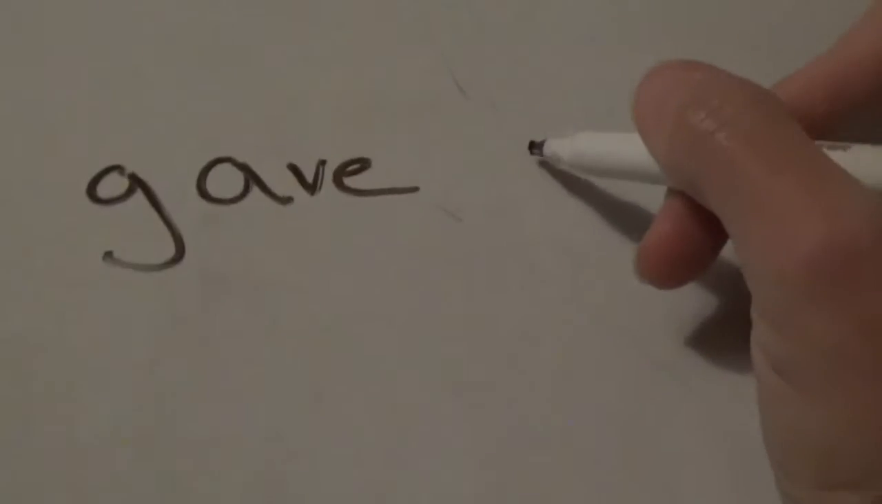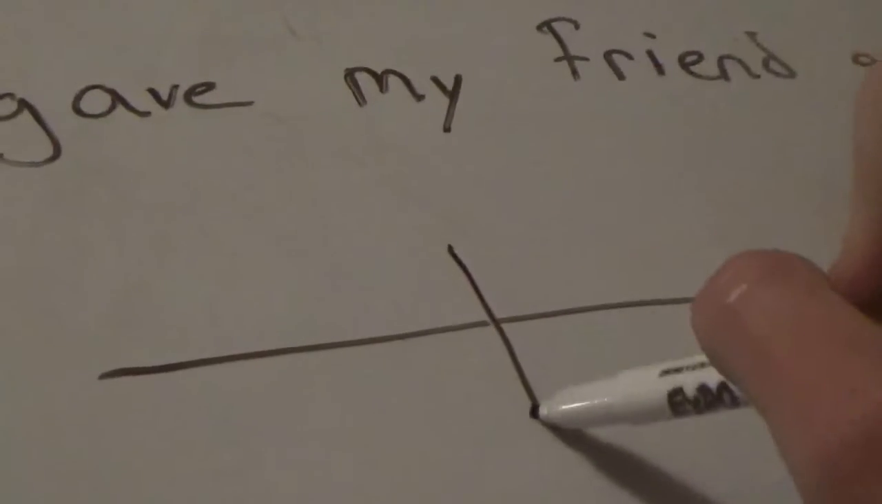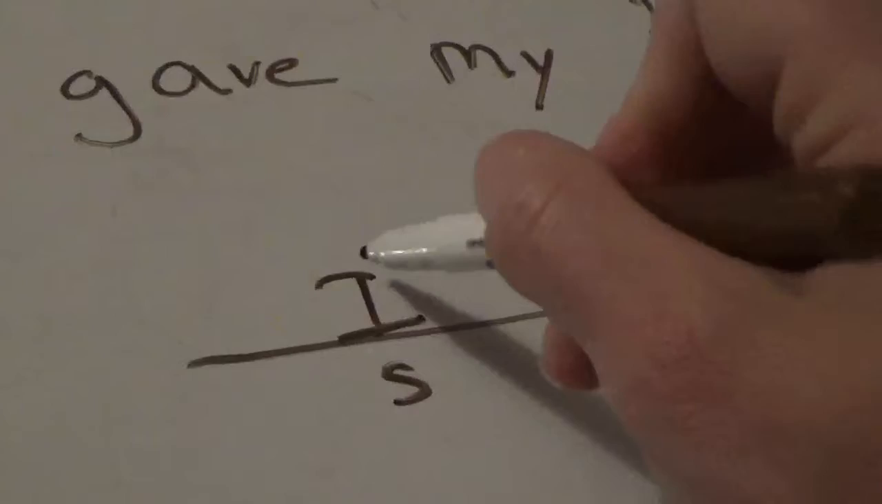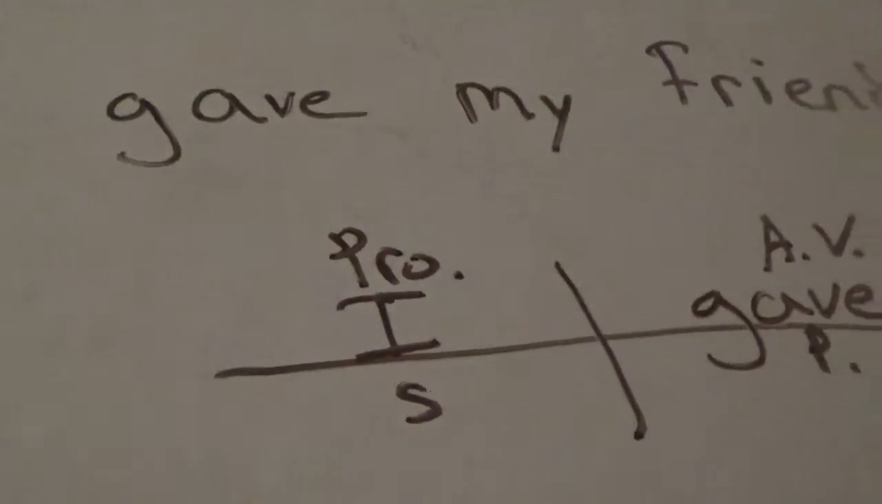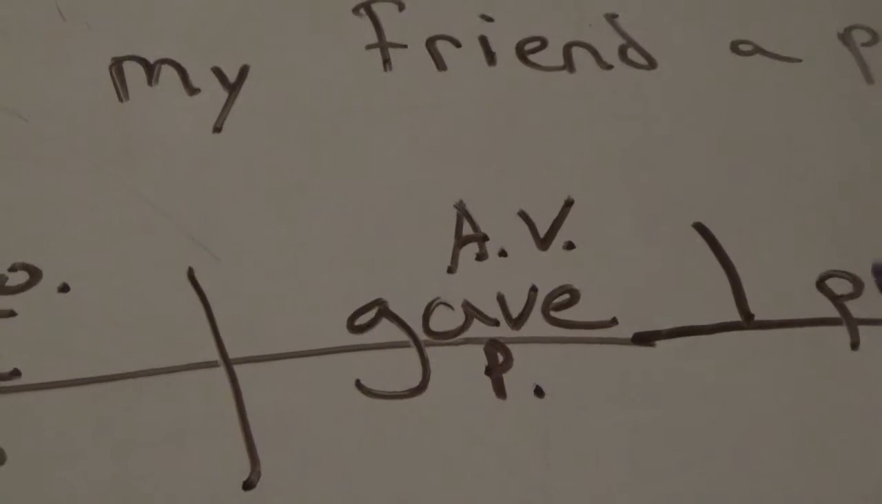I, gave, my friend, a present. There are no prepositions in this sentence. That's where we start, so we don't have to worry about that. So let's go ahead and make our baseline. Gave is an action verb. It is the simple predicate. I is a simple subject. It is a pronoun. Gave, then we see if we can find the direct object. Gave what? Present. So present is the direct object.